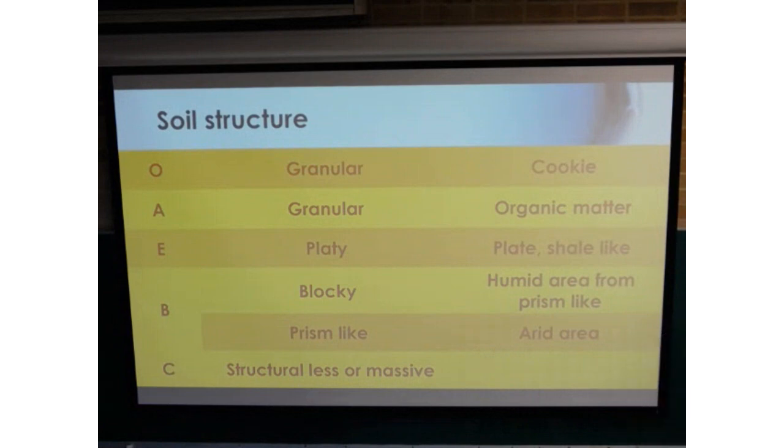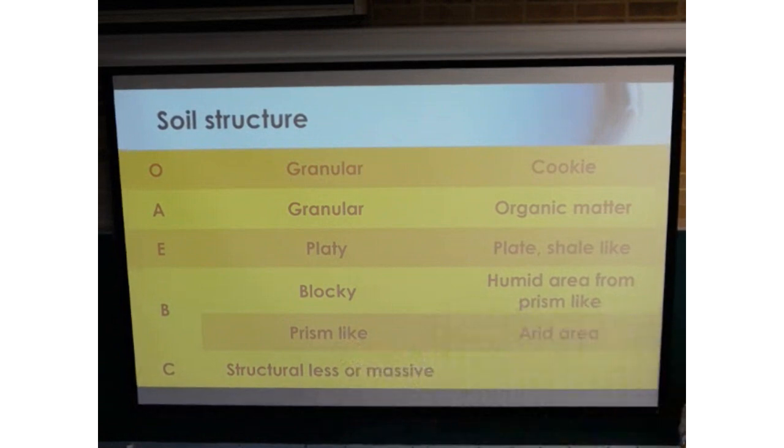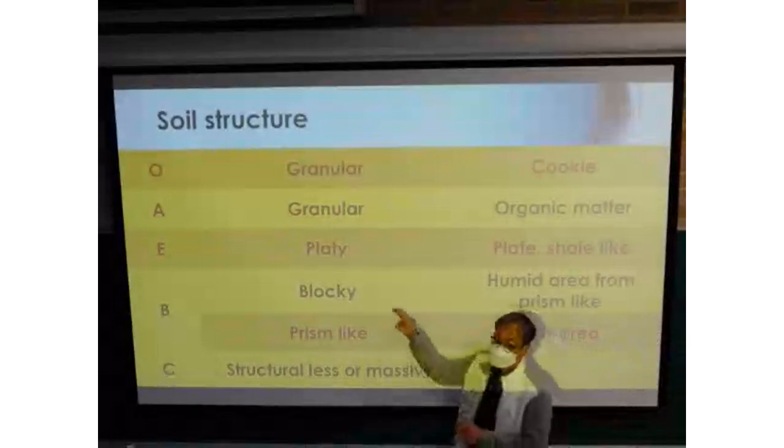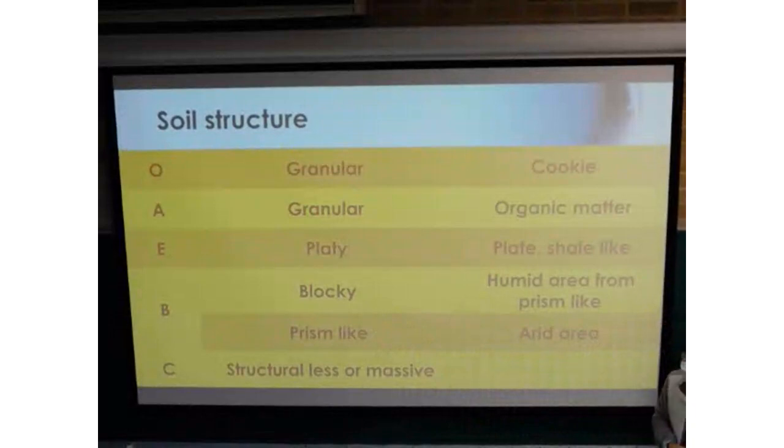We are able to find the blocky types and prismatic in the B horizon, commonly. In the arid area, we are able to find more prismatic. In the humid area, we are able to find more blocky types. So the desert area has more prismatic, and the wetland area has more blocky types. It means Louisiana has more blocky types.